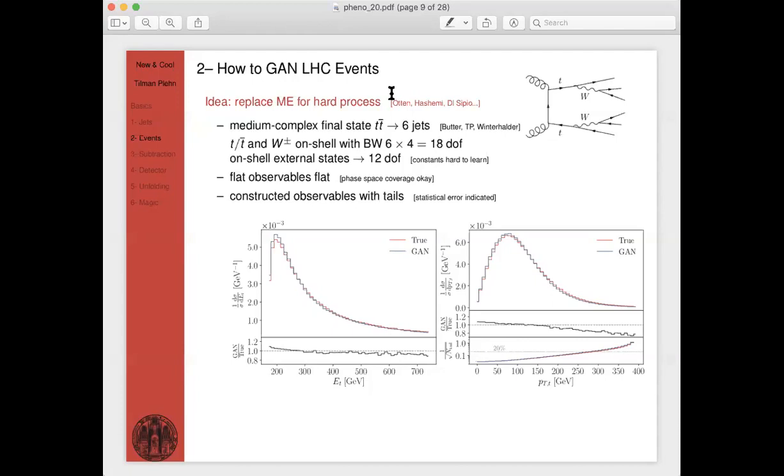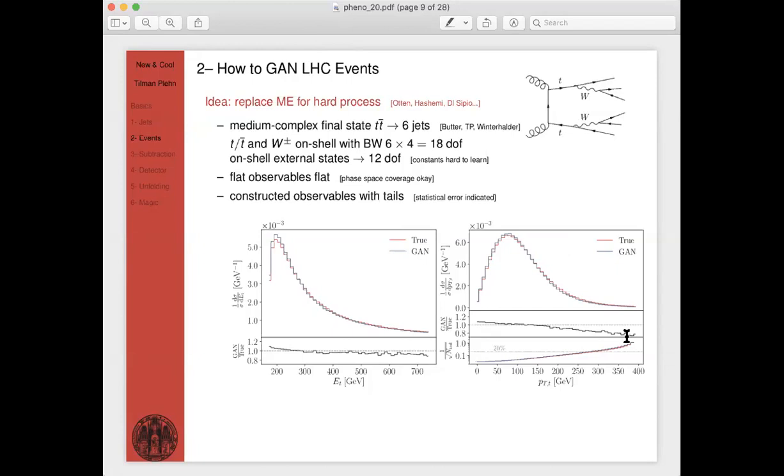I'll show you two here, which are the tops. For the top, you have to keep in mind that to get the top distributions, you need to reconstruct three final state particles to get that pT distribution right. So this is not easy for the network. What I show here is the energy of the top, or the pT of the top, and you see the typical behavior. What you also see is a little bit of a tilt here, and a little bit of a tilt here.